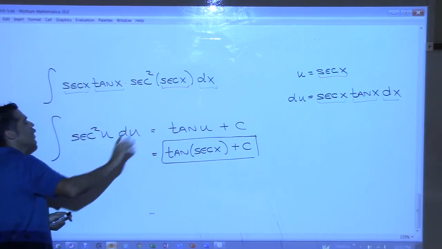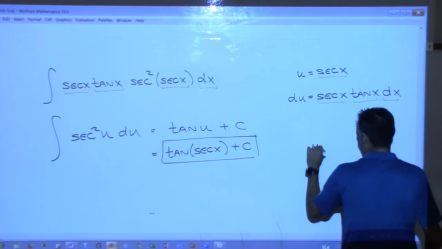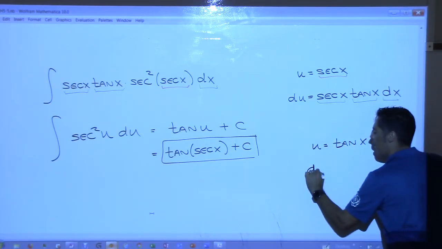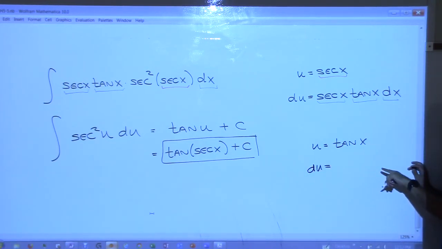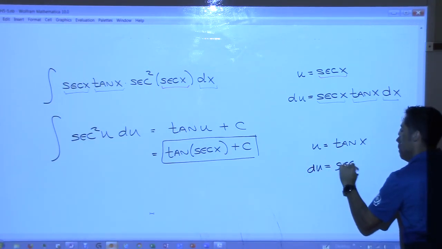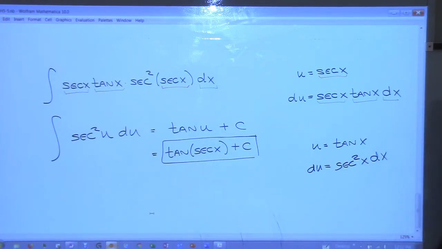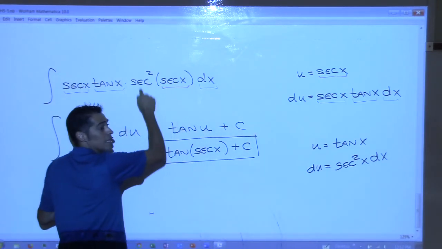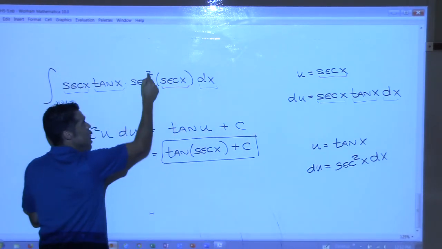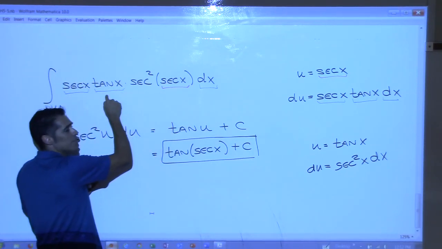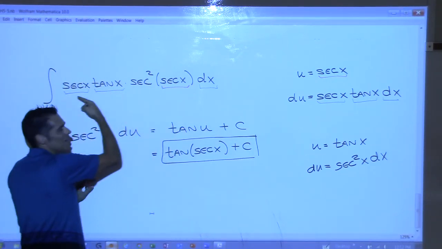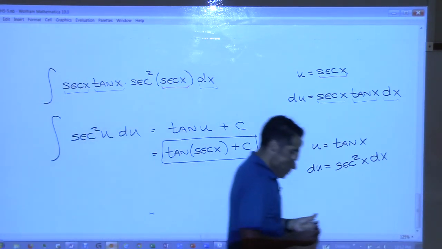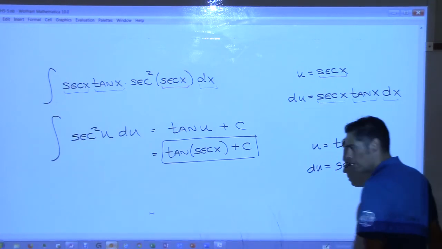Oh, okay. I see what you're saying now. Could you have used tangent x as your u? Then the derivative of that is what? Secant squared x. And what do you have up there? Do you have secant squared x? No, you couldn't use that, because this is not secant squared x. This is secant squared secant x. If this was secant squared x, then absolutely you could have used u as tangent, and there's its derivative. Then you would have had to deal with that. But you see why now? Yeah. Okay. Thank you. All right, good question.